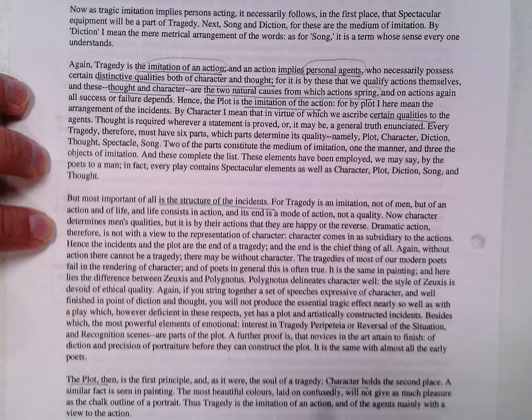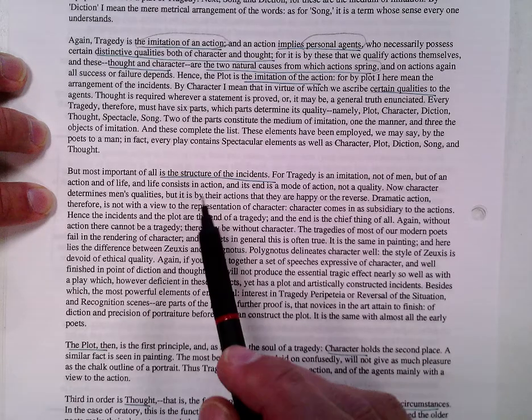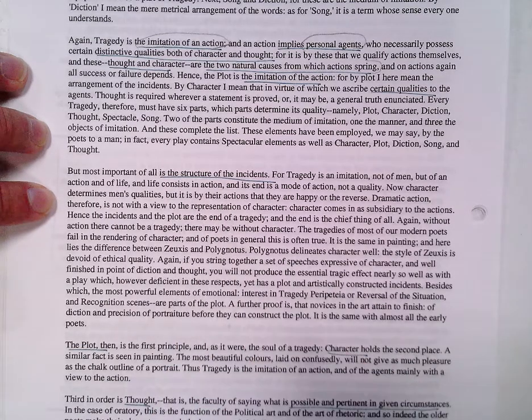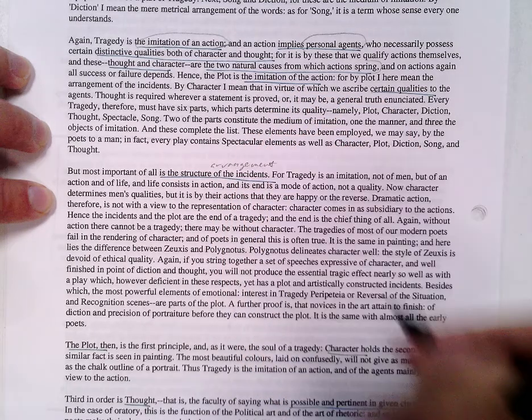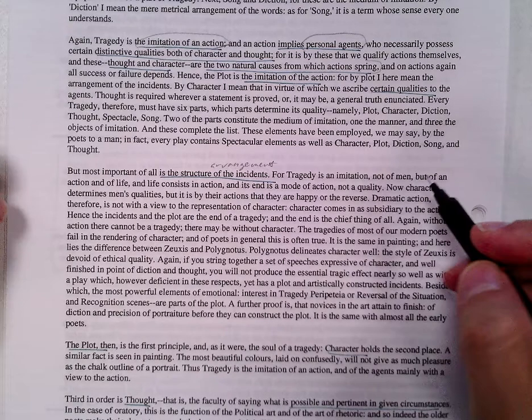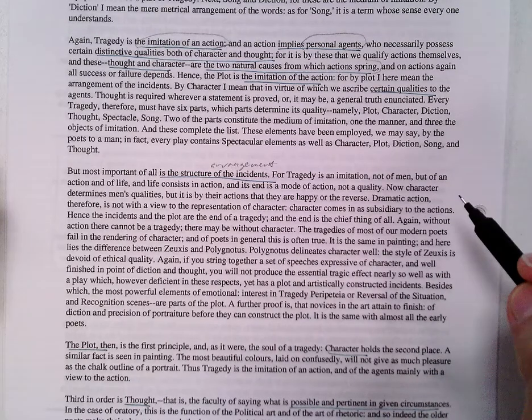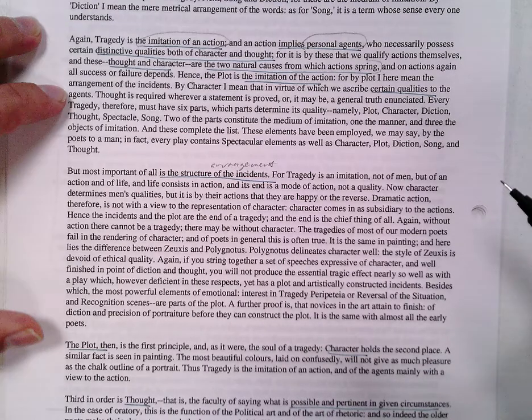Now, we get down to this next paragraph, and we see here that plot is all about the structure of the incidents, how they are arranged, the arrangement of the sequence of events. And so tragedy imitates not just men, but their action and their lives. In order for a tragedy to be believable to us, it needs to believably imitate action and life, not merely a simple character.